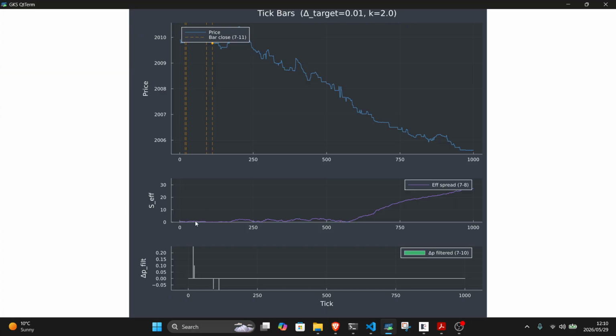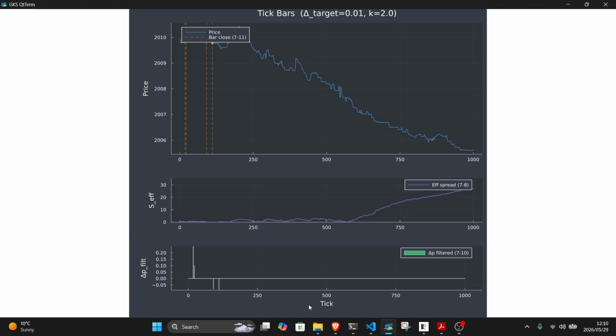And as you can see, as Ethereum's price drops, the effective spread essentially has been kicking up, right? And you look at the delta P sub filtered, still has only 4 bars that were closed, which represent the above 4 bar close conditions, right? With a K of 2, of course.